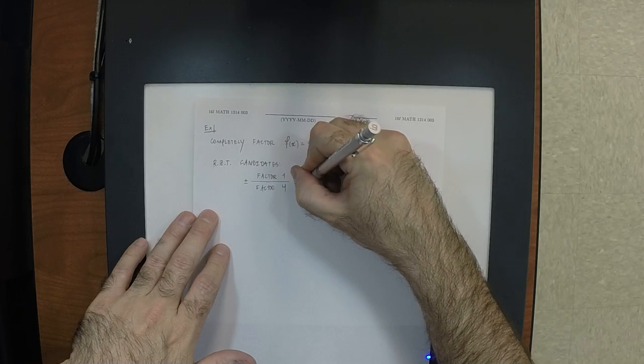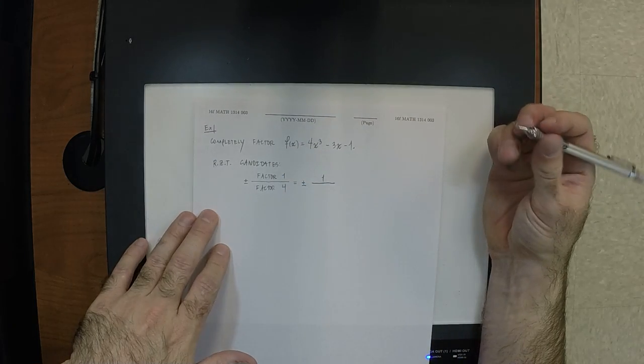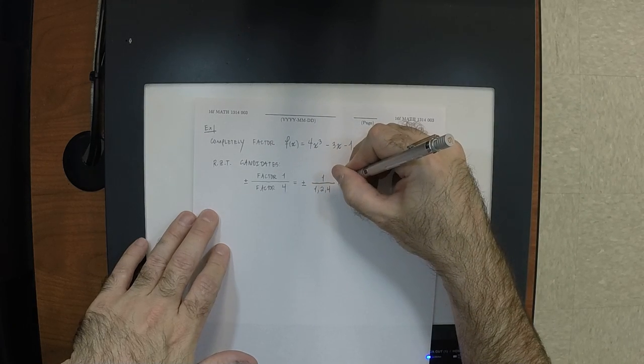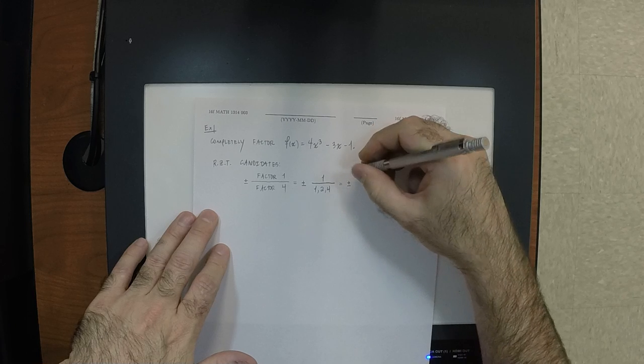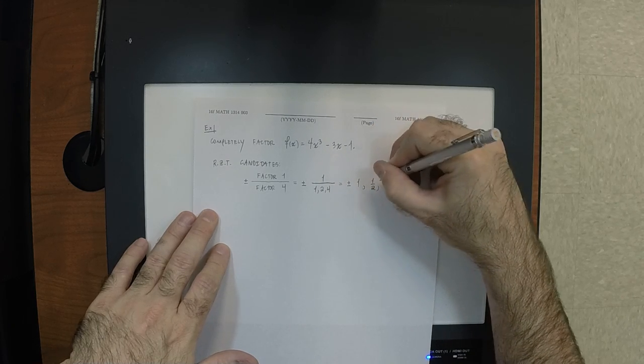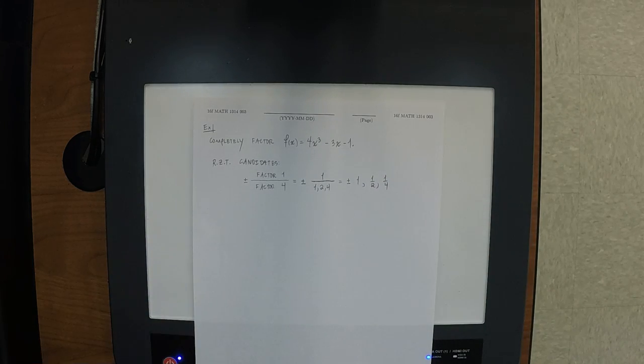So that's plus or minus. The factors of 1 are just 1. And what are the factors of 4? 1, 2, and 4. So that means that the list of all possibilities is plus or minus 1, half, and a fourth. So there's 6 possibilities.